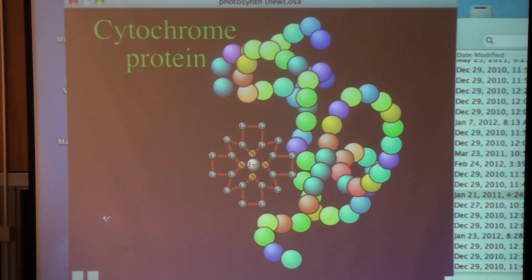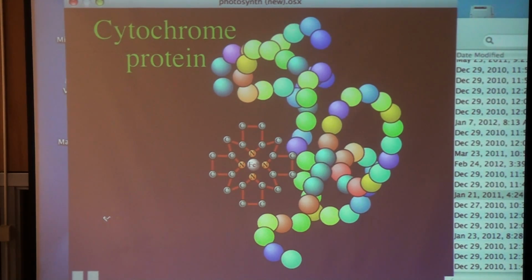And what it has is a heme cofactor. Cofactors are molecules that help proteins grab whatever their substrate is. And this ring-shaped molecule you see here is called a heme cofactor.